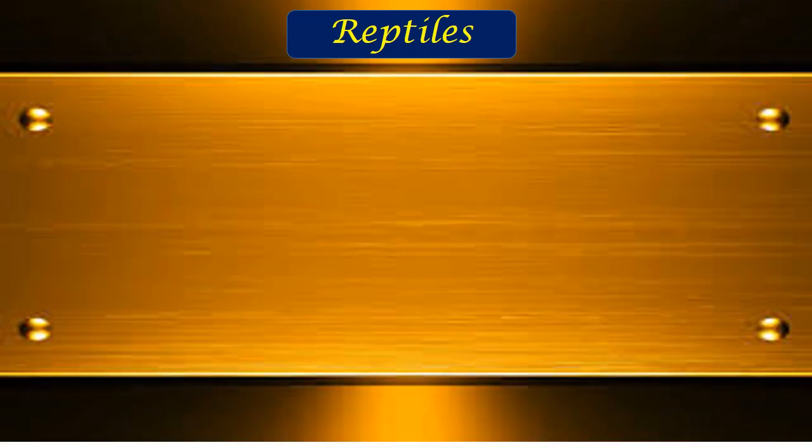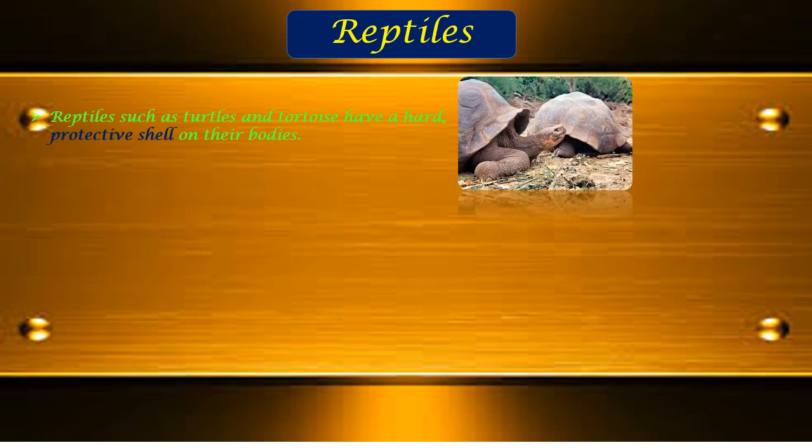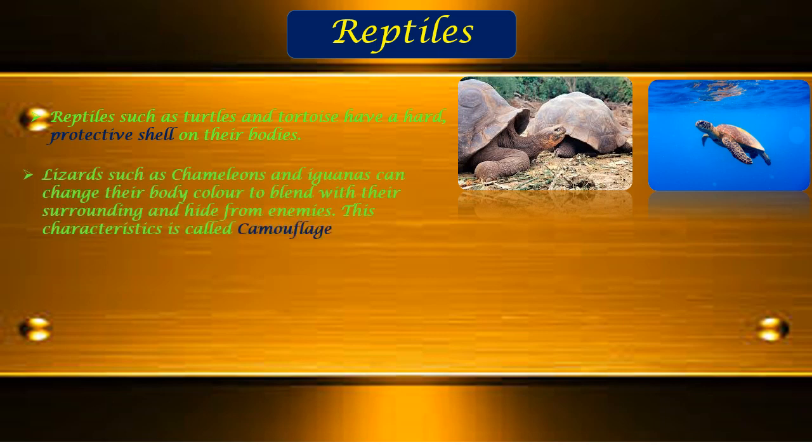Some more characteristics of reptiles that we have to discuss: reptiles such as turtles and tortoises have a hard protective shell on their body. You might have seen this. This is a tortoise, and the other one is a turtle. You might ask, what is the big difference? Both look alike, yes, but they have some differences. Turtles mostly live in water, and tortoises live mostly on land. And the shell of the tortoise is much harder compared to that of the turtle.